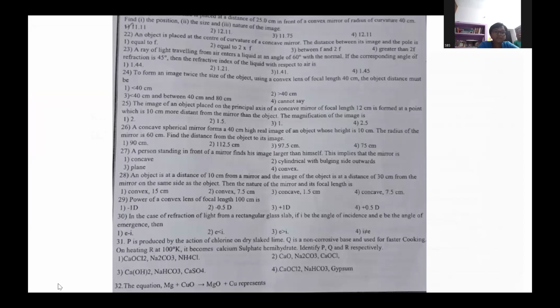Which question? Question 24, option 3. Convex lens is like that. This is the pole, focus F1, F, 2F, 2F.